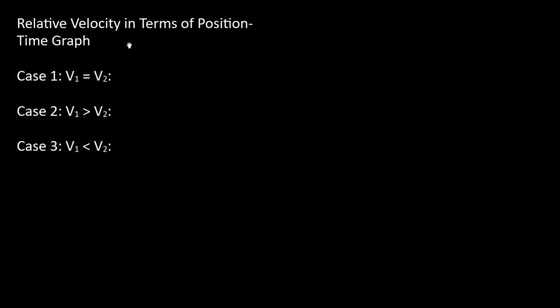Relative velocity in terms of position time graph. So this is pretty helpful. So we will go case by case. I'll take up the case of when the objects have the same velocity. Remember, the velocity is same, so both the magnitude and direction is same.